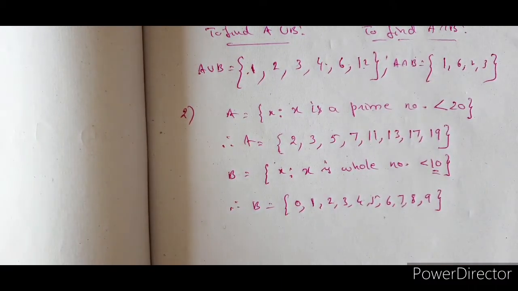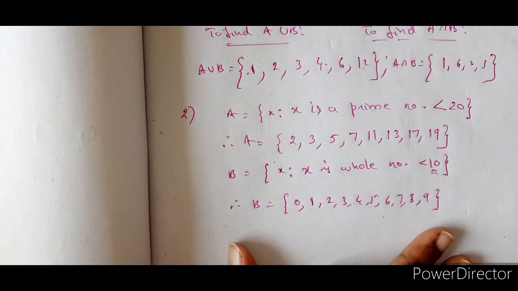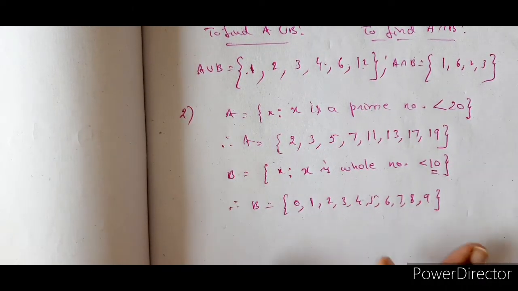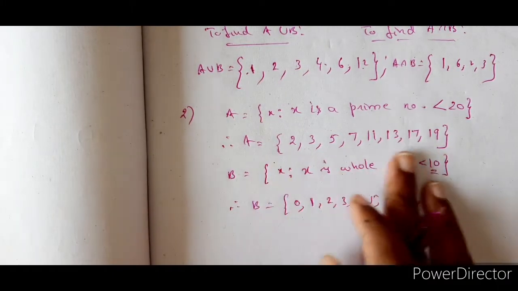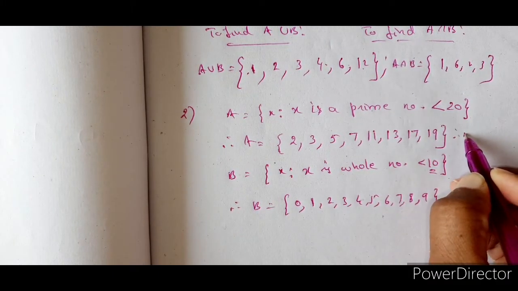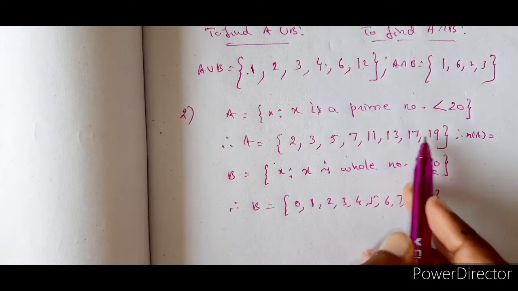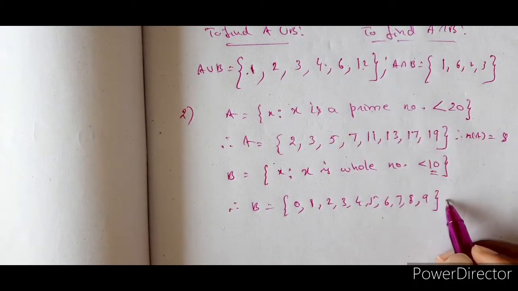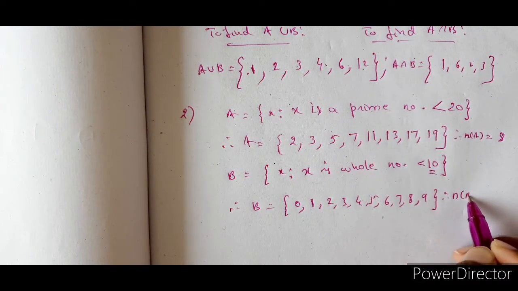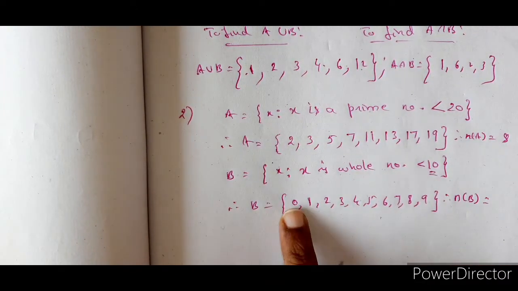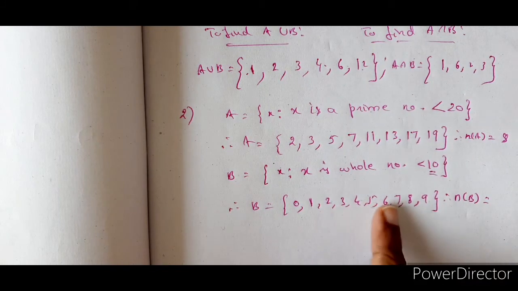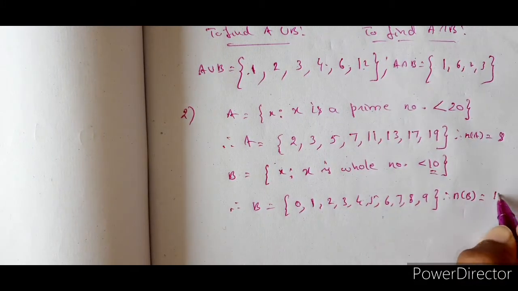Now this is the thing. We need order of A union B, order of A, order of B, and order of A intersection B. So, order of A is equal to, how many are there? 1, 2, 3, 4, 5, 6, 7, 8. Therefore, order of B is equal to, order means number of elements, 1, 2, 3, 4, 5, 6, 7, 8, 9, 10. So, 10.